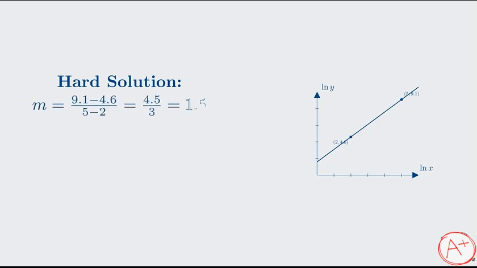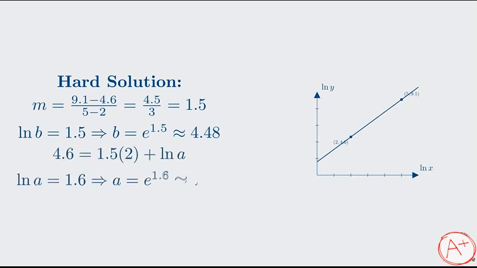For the hard question, we find the gradient using the points 2, 4.6, and 5, 9.1. The gradient natural log of b is 1.5, giving b as 4.48. Substituting back, we find natural log of a is 1.6, giving a as 4.95.